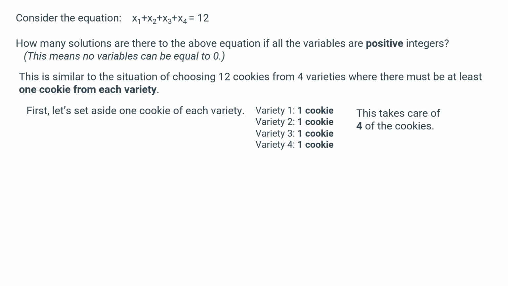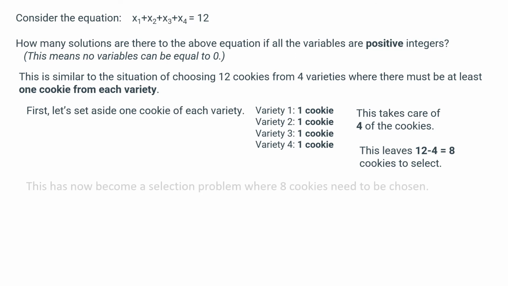So really our choices now, the different possibilities, come down to how we are going to choose those remaining 8 cookies, right? We already chose 4 of them. So there's 8 cookies left to select. Now we have the problem where we've got 8 cookies that need to be chosen out of those 4 varieties.